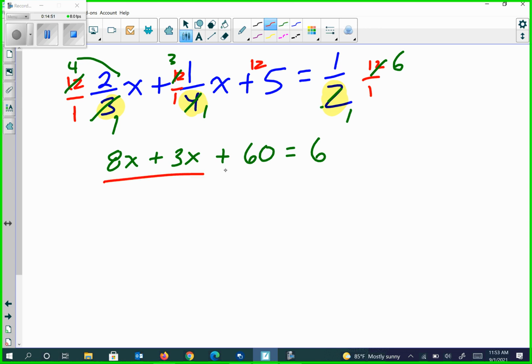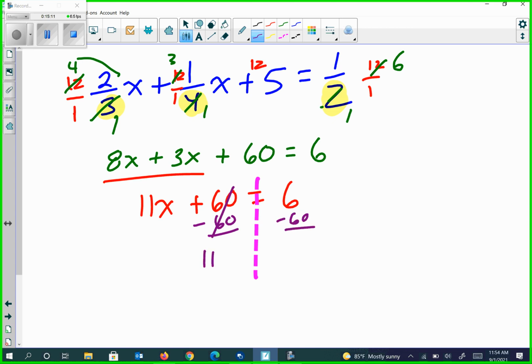Hey, friends, those are like terms. What should I do with those? Add them up, so I get 11x plus 60. I thought we subtract them. Well, they're both positive, so I would not subtract. But at least you're in the right order of operations. So I get 11x equals -54. And I do not think 11 will reduce at all with that. So x equals -54 over 11.